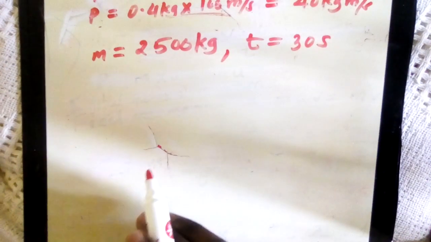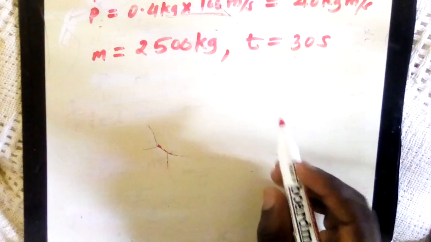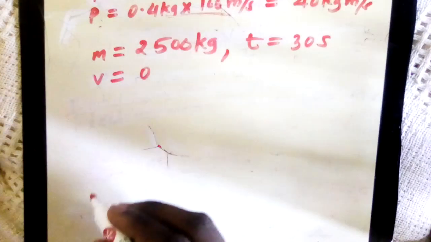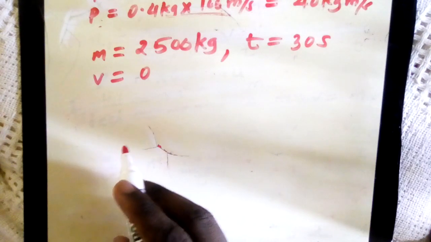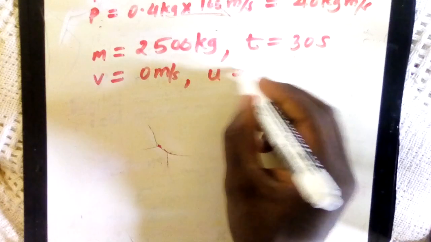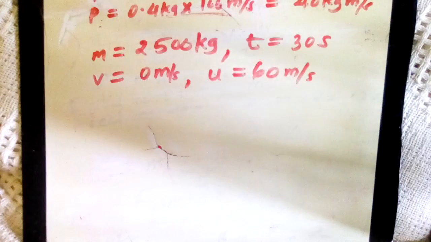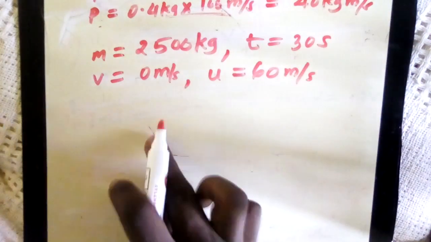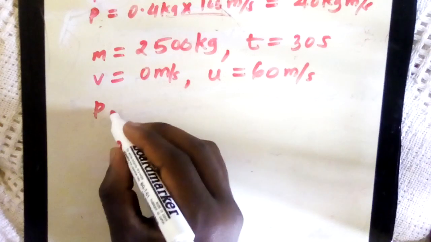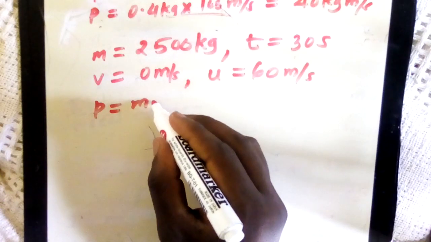So what will be its momentum? Since this car went to a complete stop, then we know that its final velocity is 0. And let's say that its initial velocity u was 60 meters per second. So what would be its momentum? Its momentum is represented by a small p, which is equal to the mass of that car multiplied by its velocity.